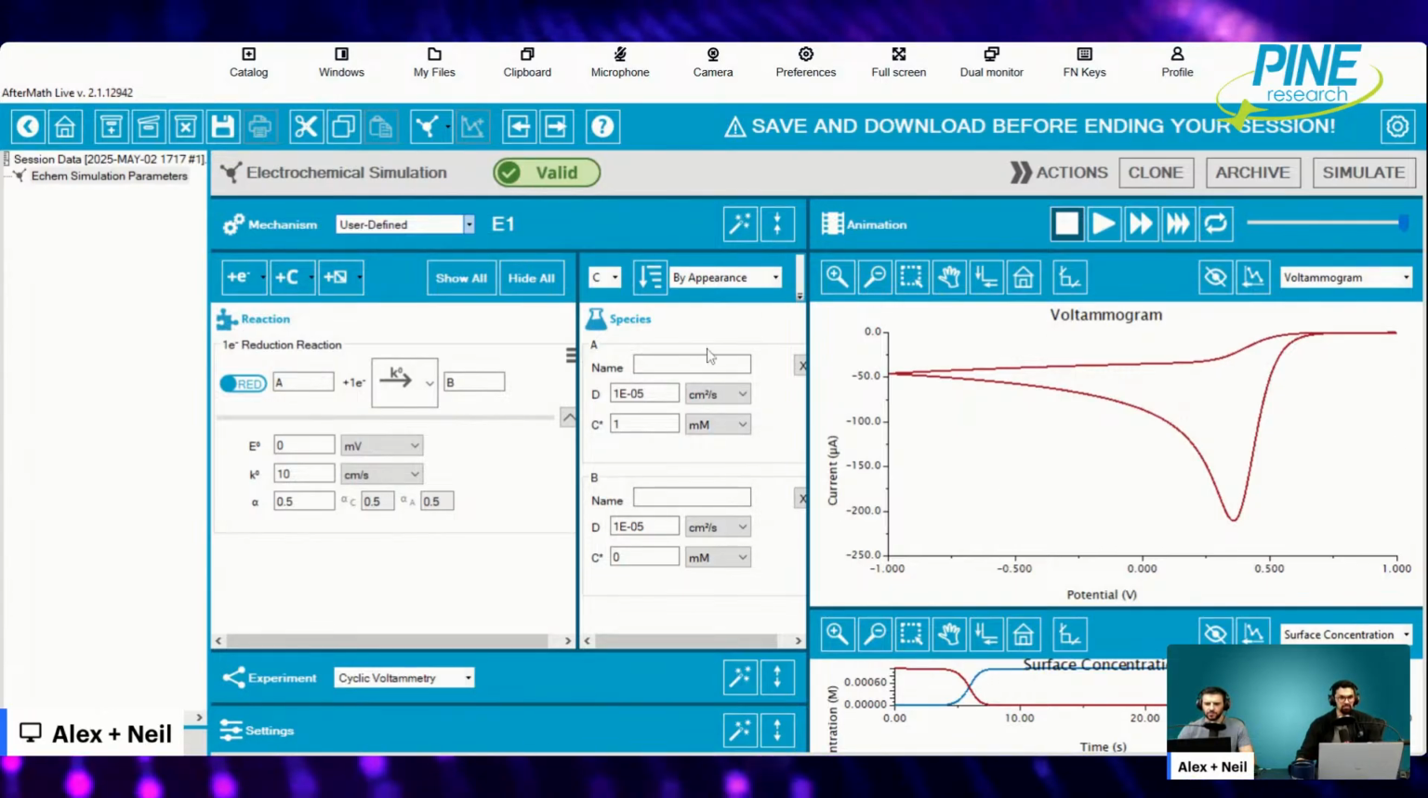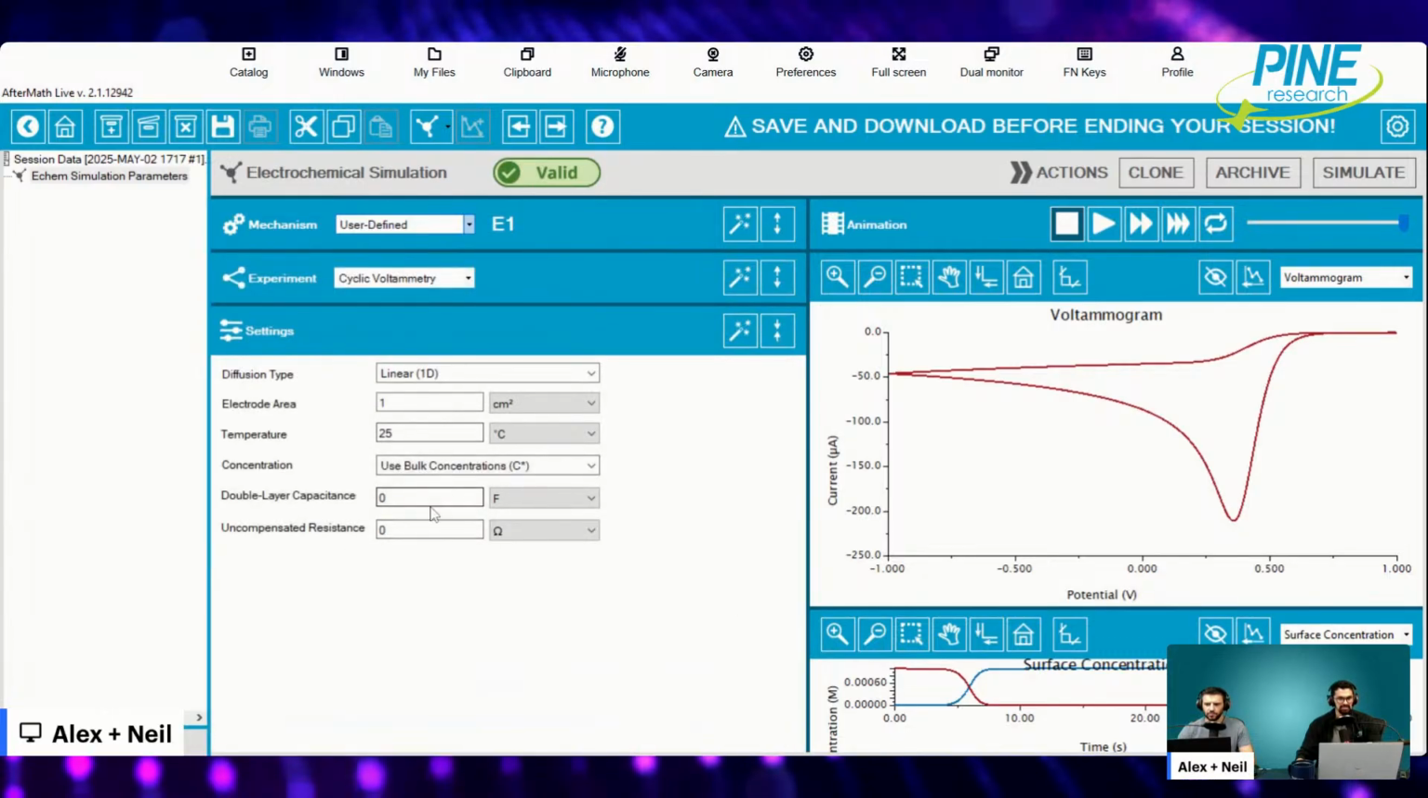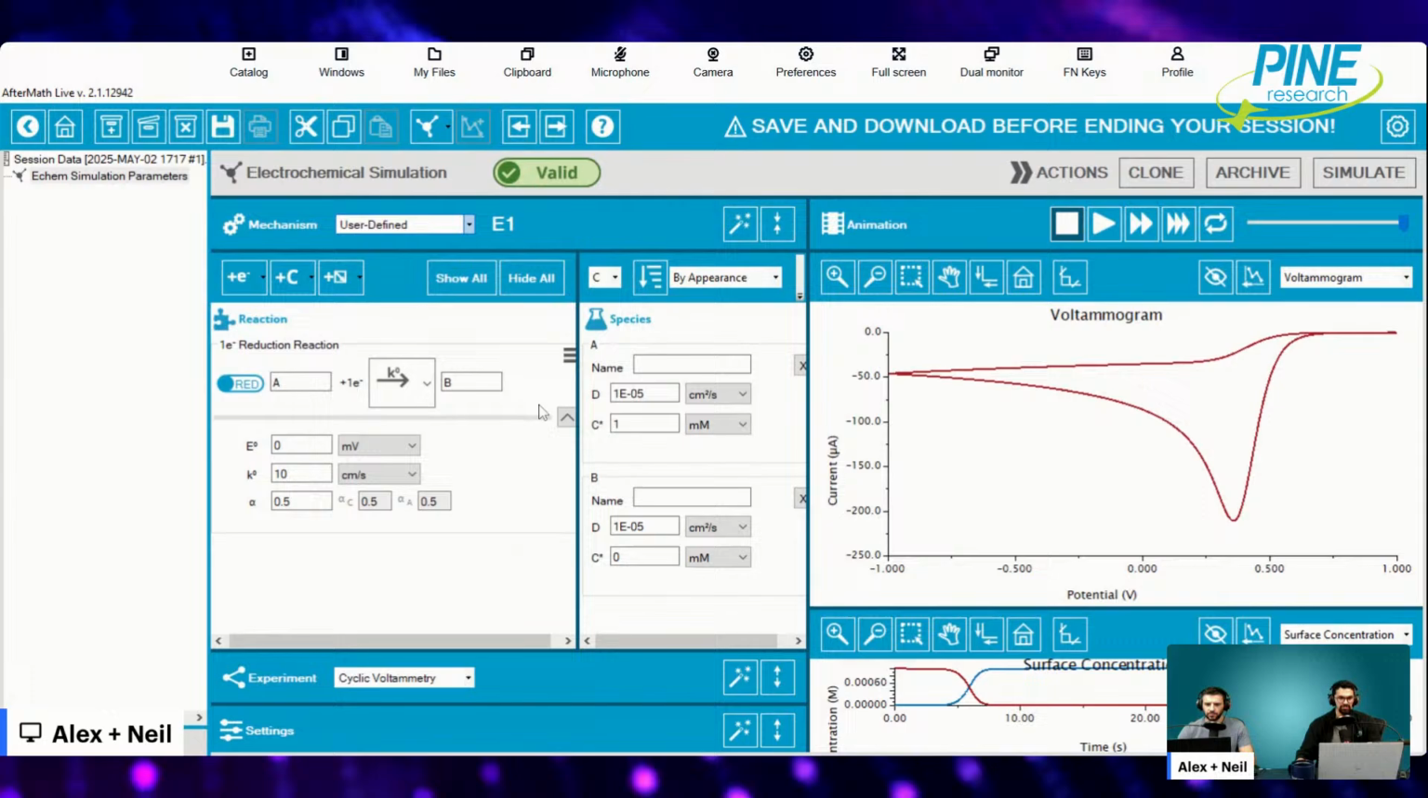And if you want to learn more about this, I would actually encourage you to play around with Aftermath Live, just even for a month. You can even play around with other features like double layer capacitance and uncompensated resistance to understand how the voltammogram changes as you start to adjust these parameters. It also just helps you learn electrochemistry a lot more. So that hopefully answers your question. I don't know if you had any other comments. Doesn't look like you had any other comments on that. So yeah, there you have it, Must Shake.